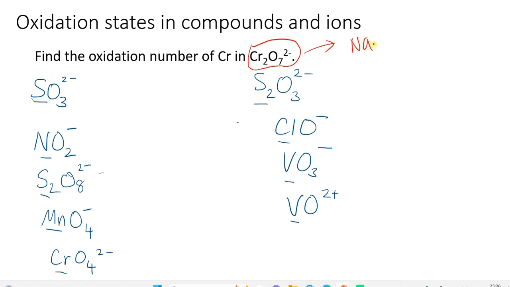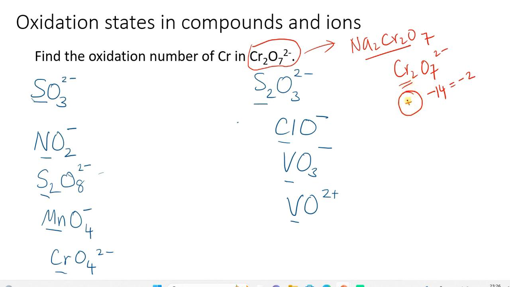Cr2O7 2-. This originally is from Na2Cr2O7, sodium dichromate. So let's just look at this ion, Cr2O7 2-. The total should be that. For oxygen we know that it is -2, so we're going to start with oxygen. That's going to be -14. Now to get a -2, what should be the charge of the 2 chromium atoms here?